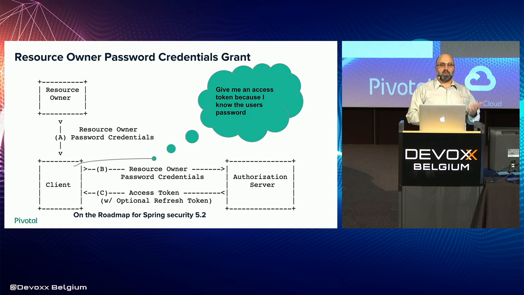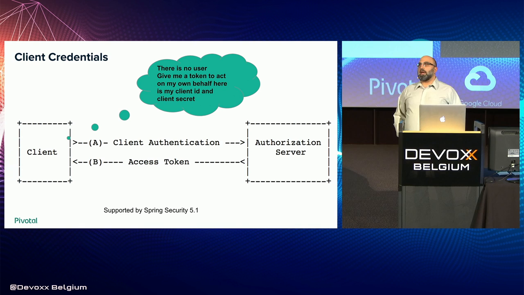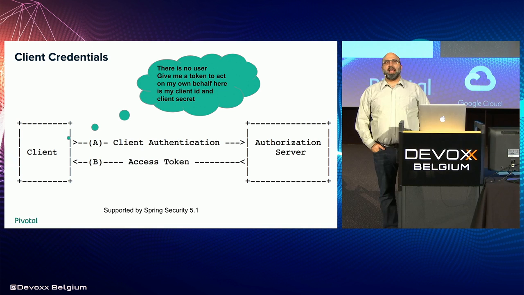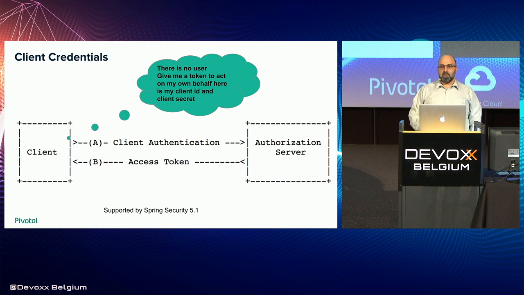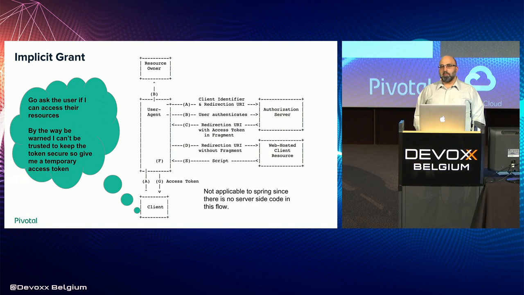The second one is called client credentials, which basically means you're telling the authorization server, you should give me a token because there is no user. I am acting on my own behalf. I am both the server and the user. So that's what that is. So in this case, there's no human being. So it's a simple username and password exchange. The third one is what's called the implicit grant.